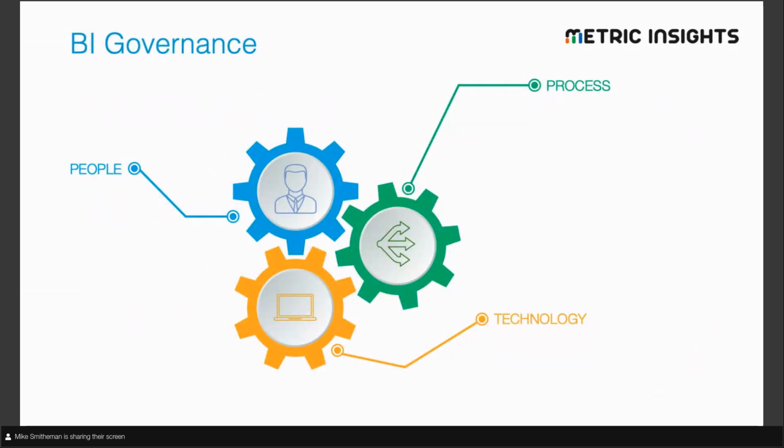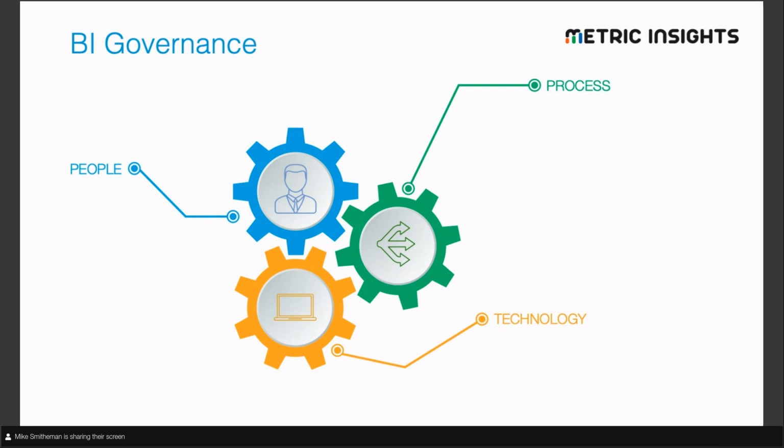So thinking about BI governance, going to the next level, there are three pieces that you need to consider. I like to think of BI governance as a well-oiled machine. If it's running effectively, then there are three gears within this machine that have to turn in unison. They have to fit well together and turn together so that you can get the outcome that you want. And those three are people.